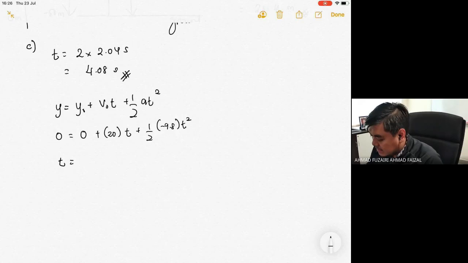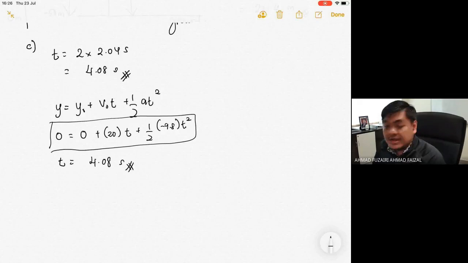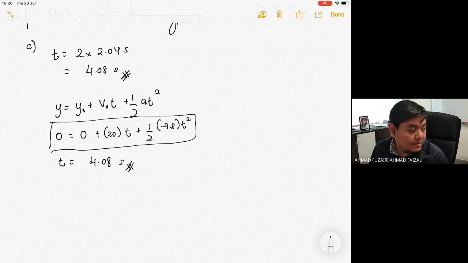If you look at this equation, it is a quadratic equation. Therefore, you will also get another t that may have a negative value. You can just ignore the negative value and take the positive one. So that will also give you 4.08 seconds.